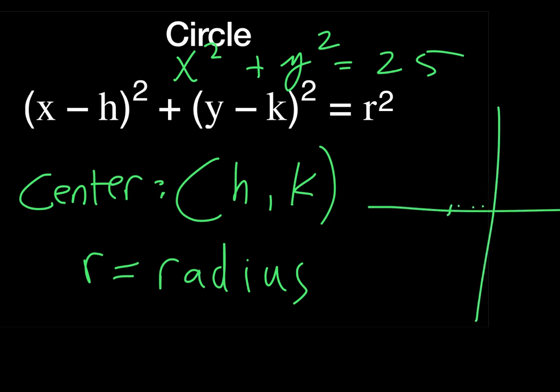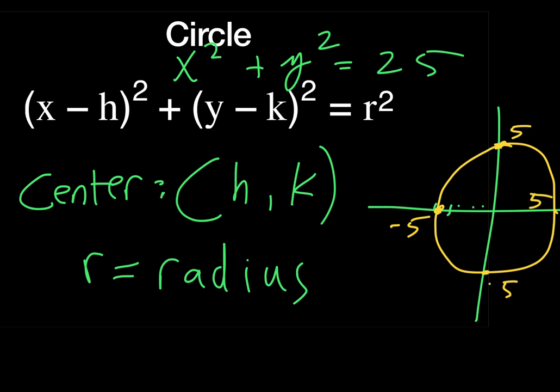One, two, three, four, five. If I can make those equal increments, like that. So this is negative 5 right there. Right there is negative 5. This is 5. This over there is 5. And the radius is 5 because r squared is 25. So the square root of 25 is 5. So that's what a circle would look like here.